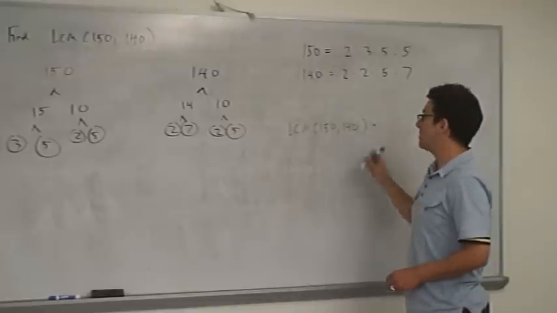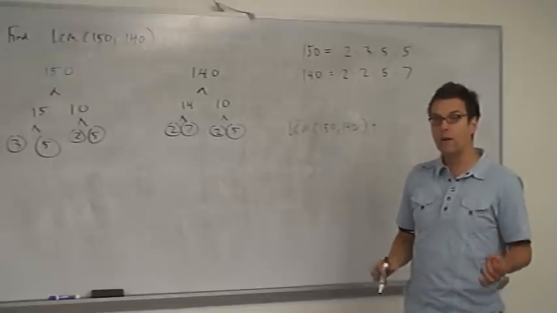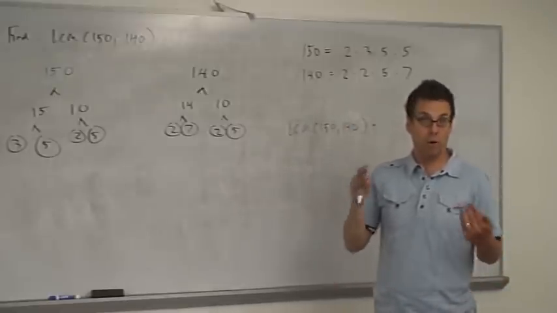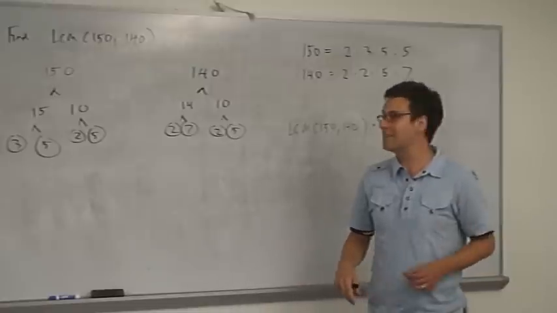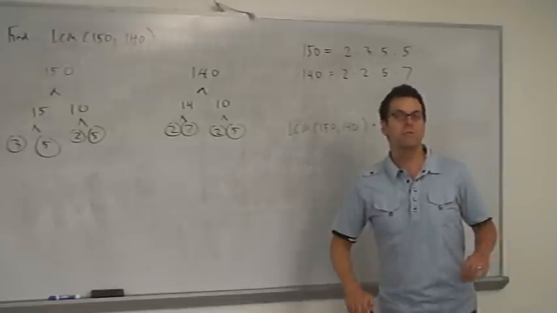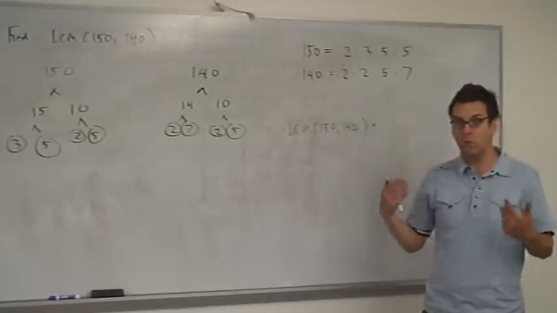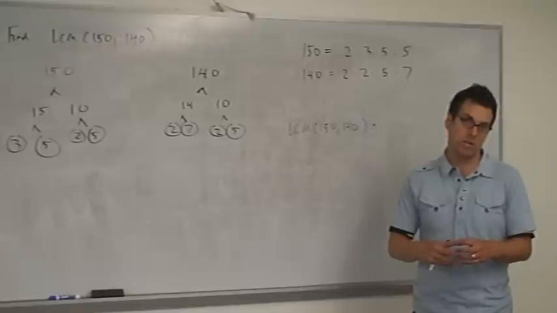Now, if you were to multiply 150 times 140, you would certainly get a number that is a common multiple of both 150 and 140, just by the definition of multiple. But you're not necessarily going to get the least common multiple by doing so. So the question then becomes, okay, well, how do we find the least common multiple if it's not just as easy as multiplying the two numbers together?